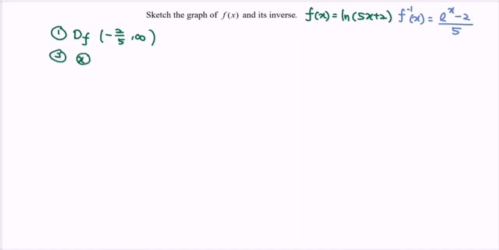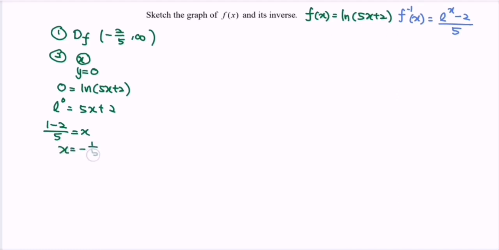Second step is to find the intercept. In order to find the x-intercept, meaning when y equals 0. Kindly substitute. So we have 0 equals ln(5x + 2). So rearrange. Exponent 0, we have 1. So the value of x would be negative 1 over 5. So the x-intercept when y equals 0 would be (−1/5, 0).